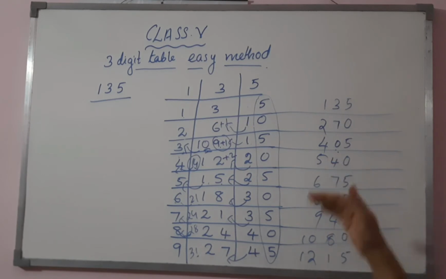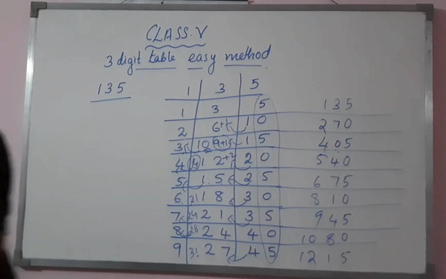So this is the easiest method. If you know the single digit table, then you will be able to write the 3-digit table. Practice this one. One more question I will show you, so that you will be able to do the division of large numbers by 3 digits without making mistakes. One more number I will show you here.